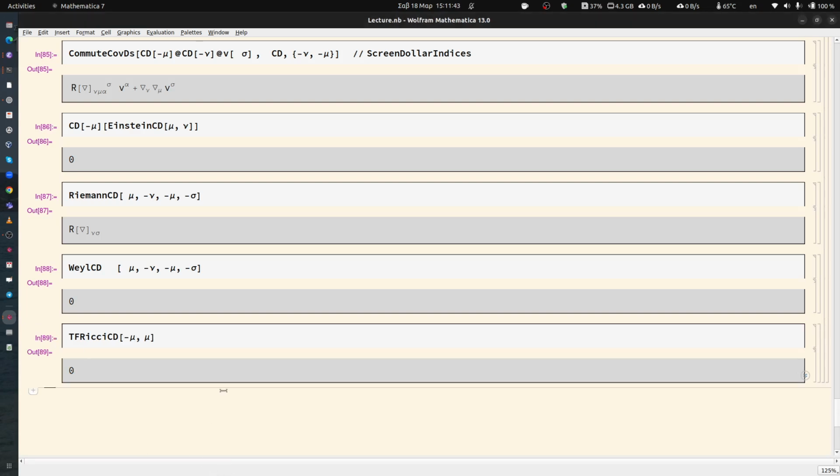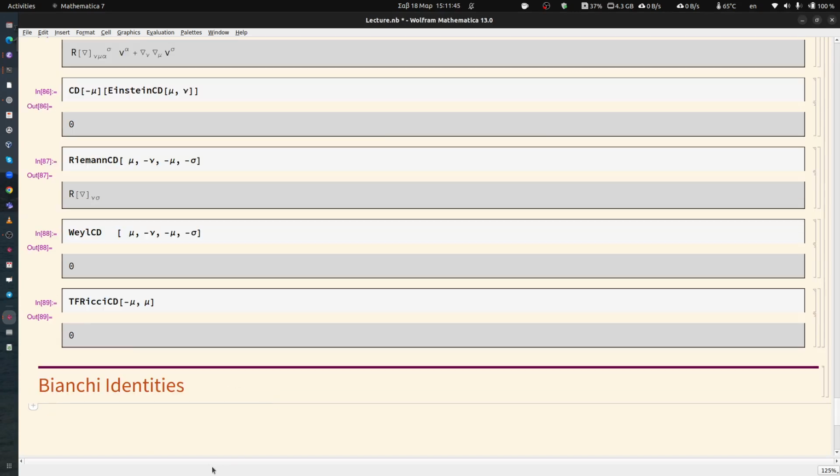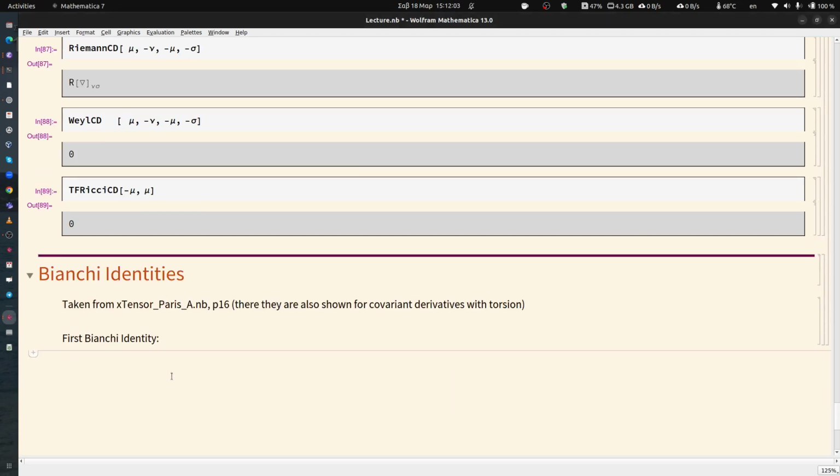Okay, so let's play a little bit with what we have learned and prove the Bianchi identities for the Ricci tensor. So you can find this in this notebook, which is posted in the xAct documentation page.